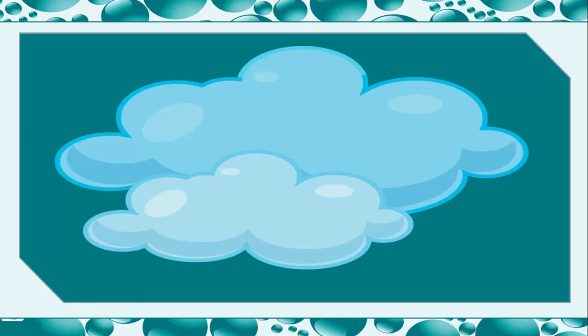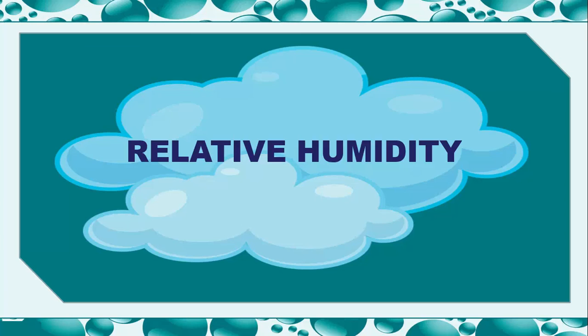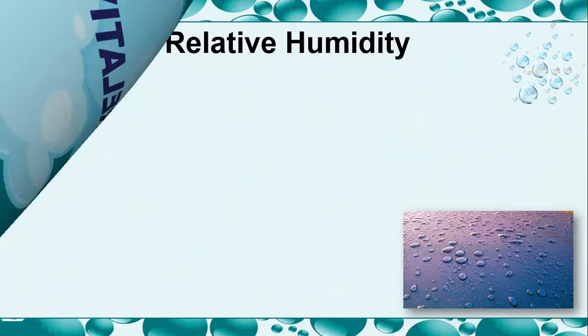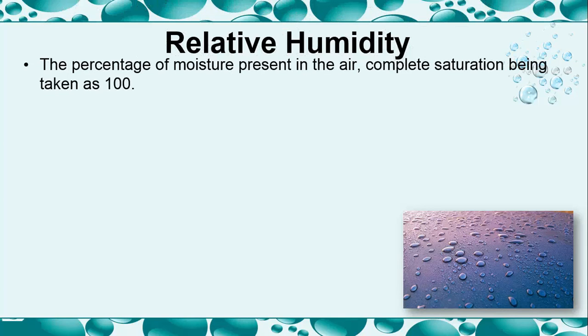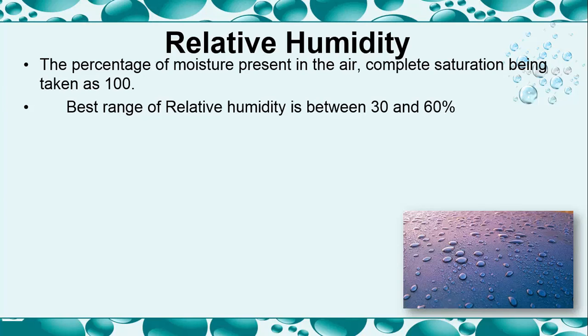The second concept is relative humidity. Relative humidity is the percentage of moisture present in air, complete saturation being taken as 100. The best range of relative humidity is between 30 and 60%.